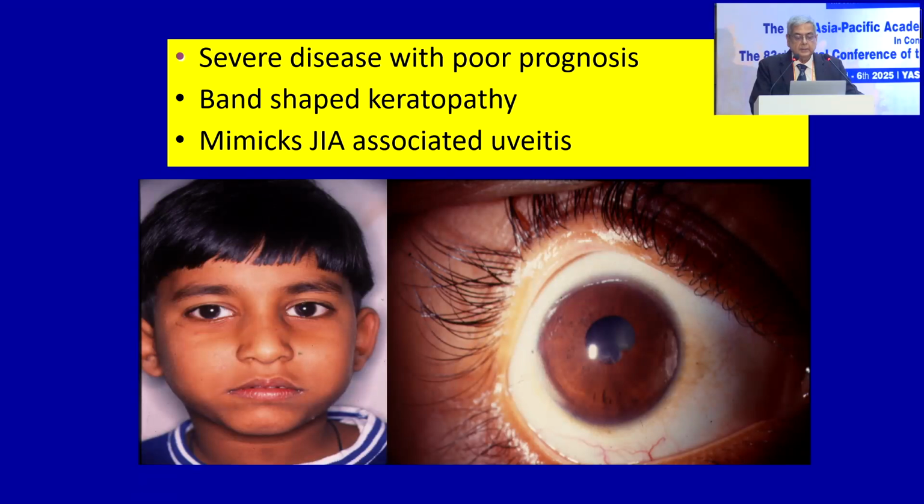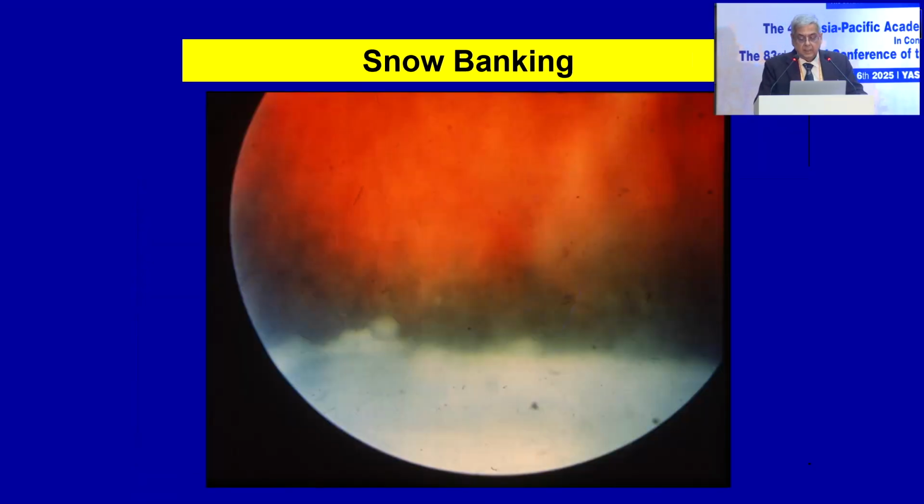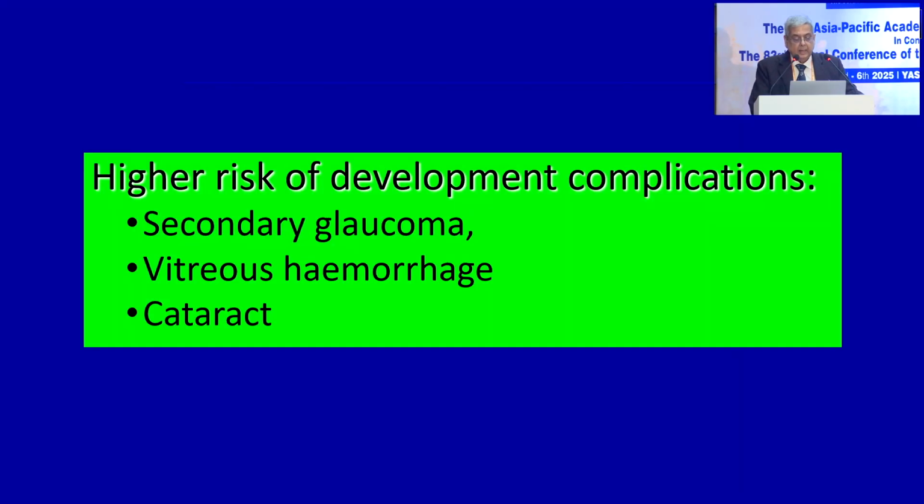Intermediate uveitis in children is another disease which needs to be treated with caution. It's a severe disease with poor prognosis. Band keratopathy, mimics GI-associated uveitis, have an aggressive course in comparison to the adults. And they have got snowball exudates as seen in this picture, or snow banking. Highest risk of development of complications. They develop cataract, secondary glaucoma, and even vitreous hemorrhage from the neovascularization of the periphery.